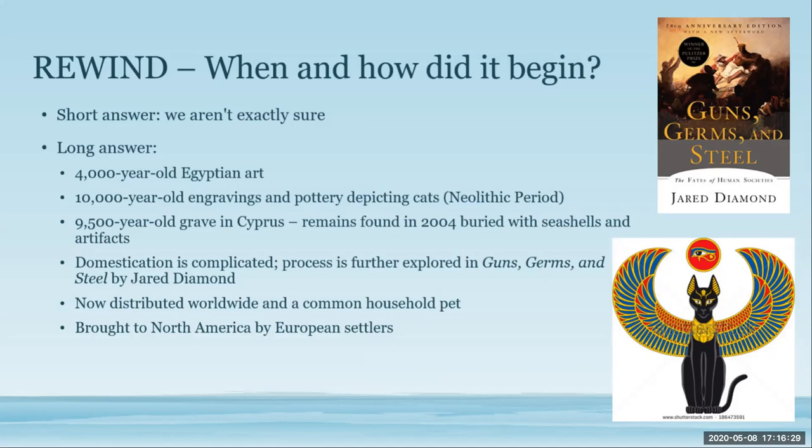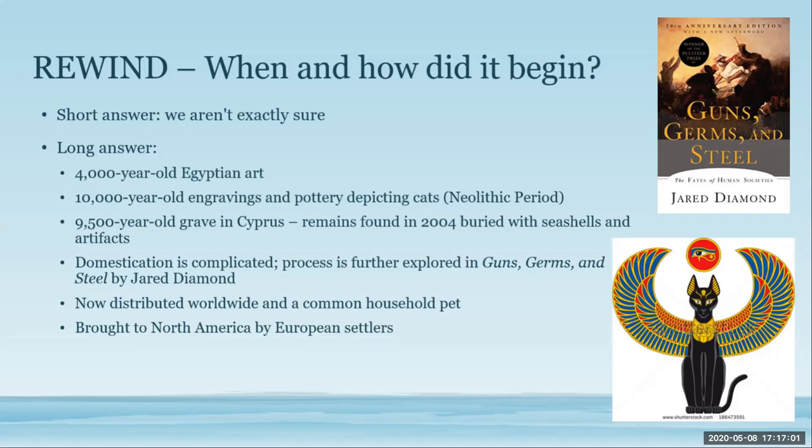So this was buried with seashells and artifacts. And because these remains happen to be part of those sediments, that's good evidence that they were around that time. However, there is no clear-cut answer as to when cats were domesticated, because domestication is such a complicated process. There was no fine point when humans decided that they hereby declare this animal domesticated, because it's such a gradual process.